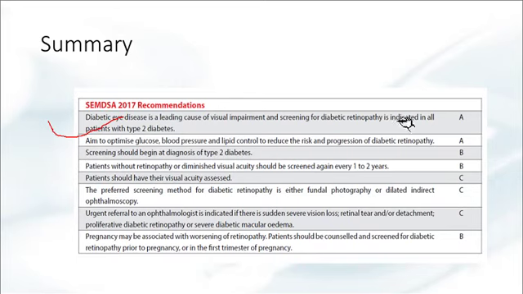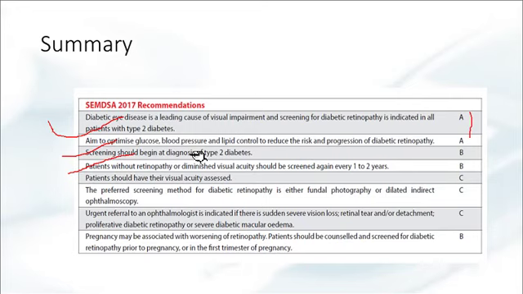These are all A-grade recommendations. So some B-grade recommendations is screening at the time of diagnosis for type 2 diabetes, and patients without retinopathy or diminished visual acuity should be screened every 1 to 2 years. So like we said, there's no referral required for a person who has no diabetic retinopathy, but they must be screened every 1 to 2 years.